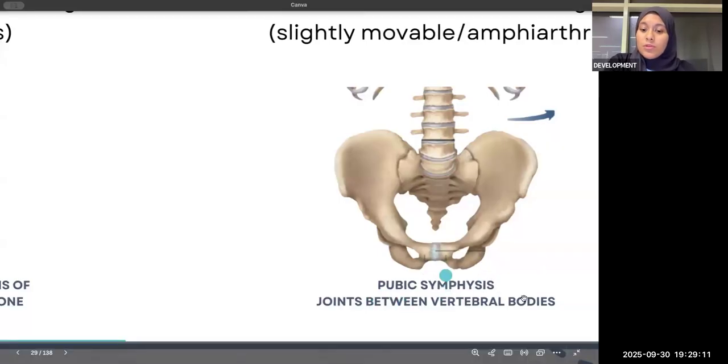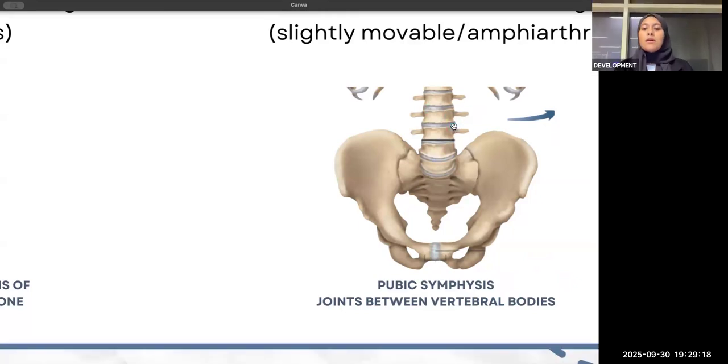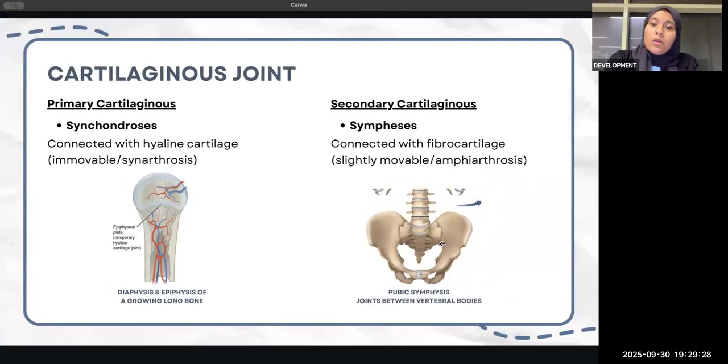Between the vertebral bodies. So these joints that are right over here, why can we bend our back and move side to side and everything? It's because of this fibrocartilage. It allows us to slightly move. And your pubic symphysis also has fibrocartilage. So I hope you guys got this. This is a very important slide as well.